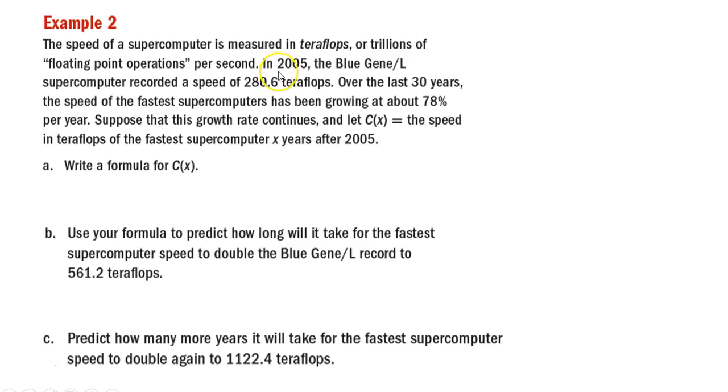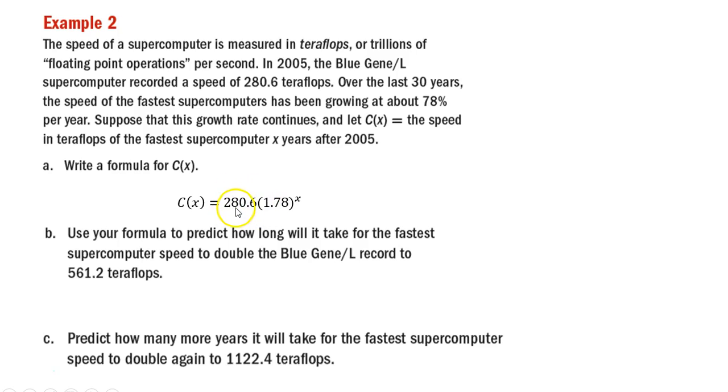Well, we have a starting value, 280.6. We have to start somewhere. And then we have this growth factor of 78%. When we put this into an exponential function, because it's increasing by a rate of 78%, so we have a multiplicative trend here, what this is going to look like is 280.6 times 1.78 to the x power.